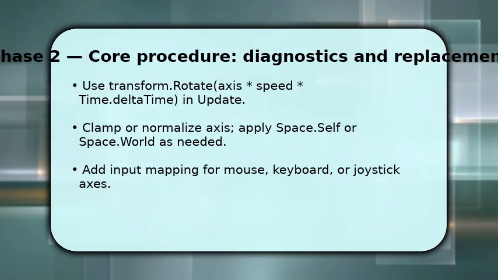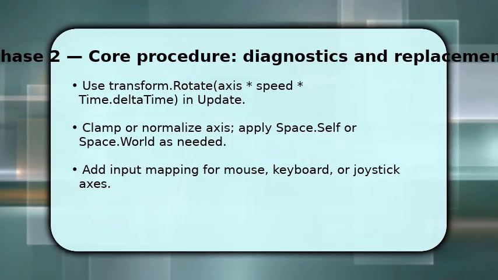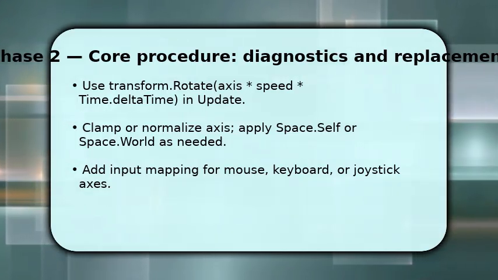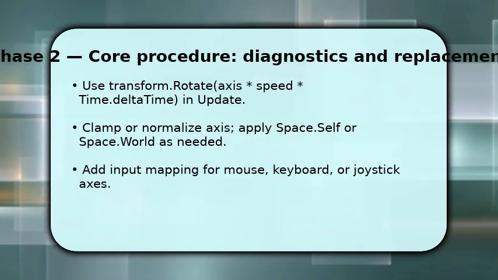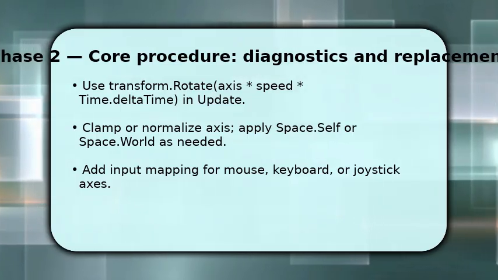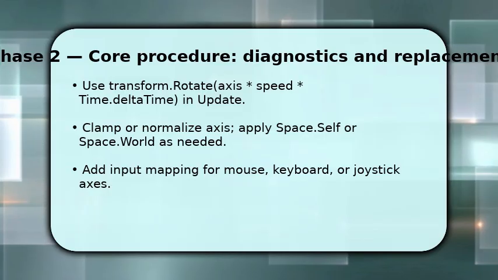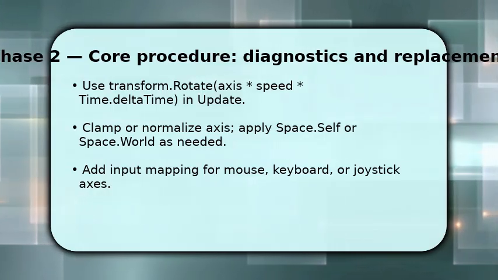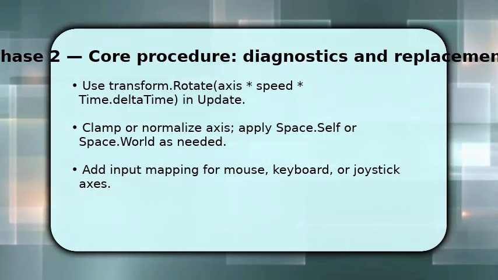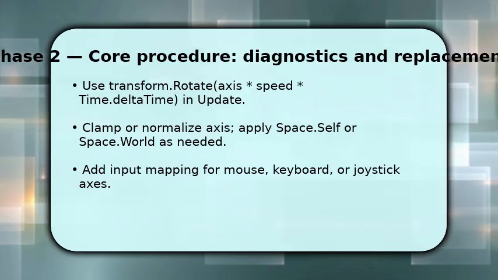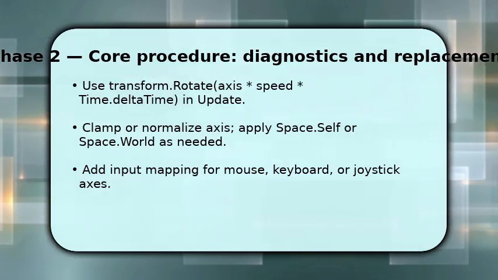Use Space.Self to rotate relative to the camera or Space.World to orbit around the scene origin; pick intentionally. Normalize the axis to avoid unintended scaling when using dynamic input, then map input. Use Input.GetAxis, MouseX and MouseY, or Input.GetAxisRaw for keys, and multiply by sensitivity.